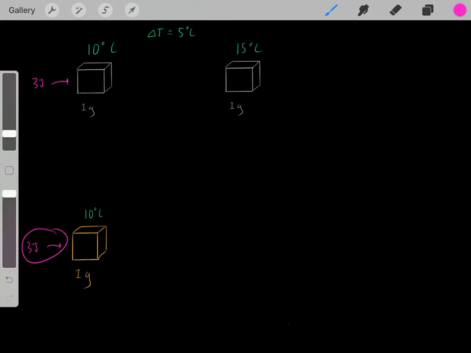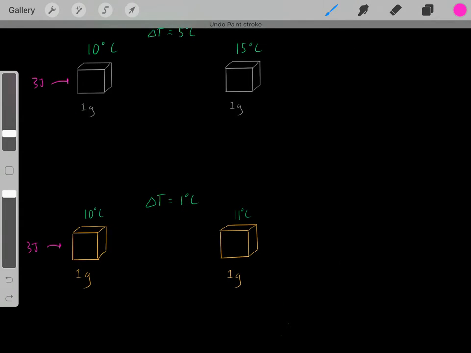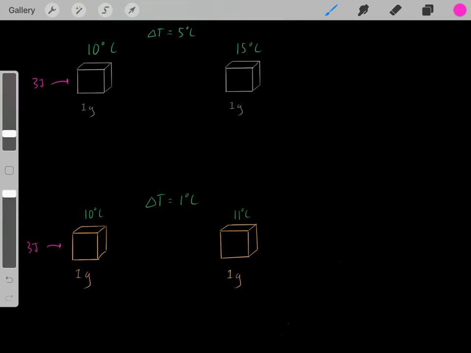Again, if we add some heat, we would imagine its temperature would increase. However, when we add that same 3 joules of heat to this object, its temperature only increases by 1 degree Celsius. Its temperature goes from 10 degrees Celsius to 11 degrees Celsius.